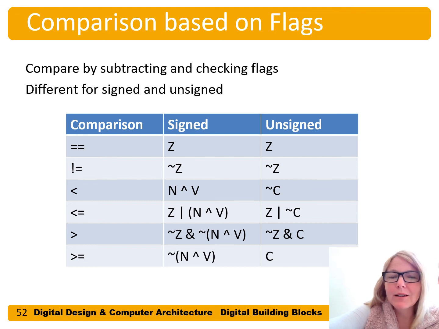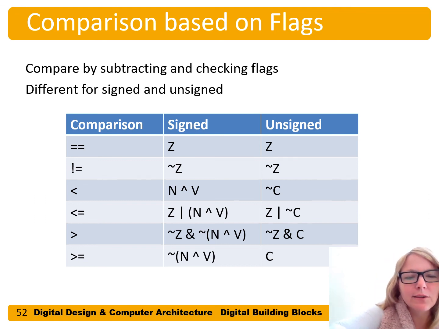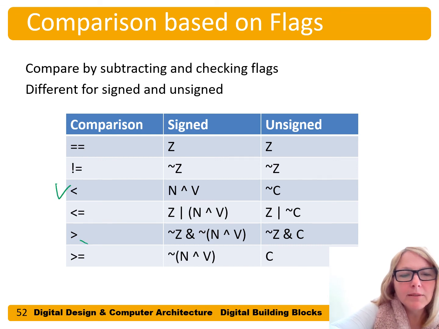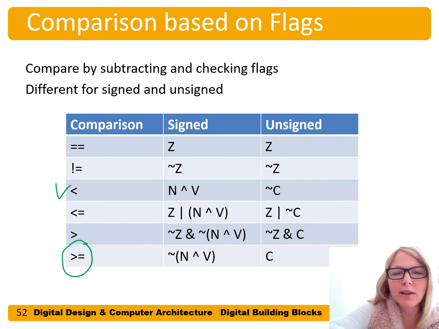Well, greater than or equal to. Actually, let's do the opposite of that. So we have less than here. The opposite of that is greater than or equal to. Okay, well, let's just put a bar over this, right? N XOR V with a bar will give us the opposite case. It's not less than, in fact, it's greater than or equal to. And same thing here, we put a bar over this. C bar with a bar over it is just C, involution.